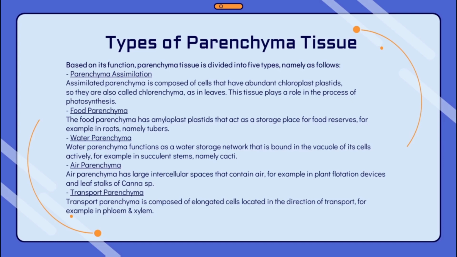Air parenchyma. Air parenchyma has large intercellular space that contains air. For example, in plant flotation devices and leaf stalks of Canna sp. Transport parenchyma. Transport parenchyma is composed of elongated cells located in the direction of transport, for example, in phloem and xylem.